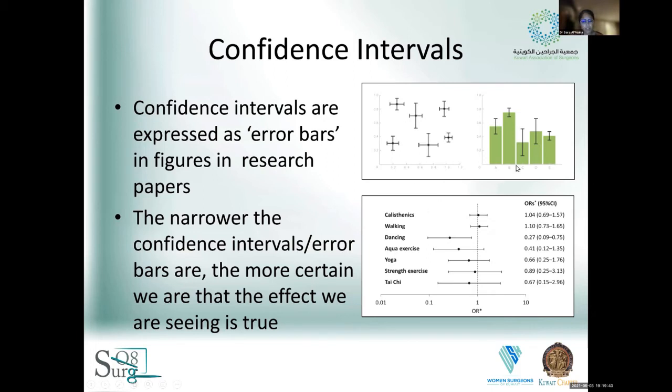One of the examples is not so good, but if you see the bar graph, those 2 lines are the standard deviation. And in the diagram below that had calisthenics, walking, dancing, yoga, the dot is the mean and the error bars are the 95% confidence interval. And again, like we said, the narrower your confidence intervals are, the narrower the error bars are, the more certain we are that we're seeing a true effect. So narrow error bars are what you're looking for.